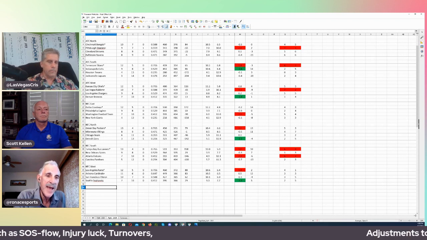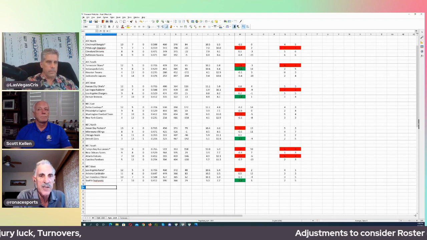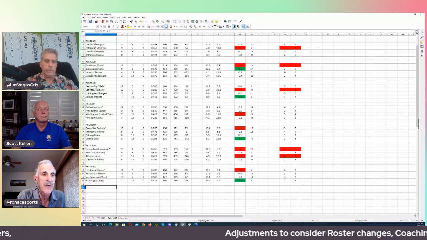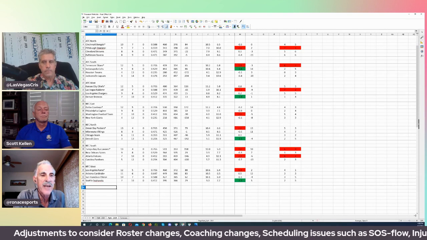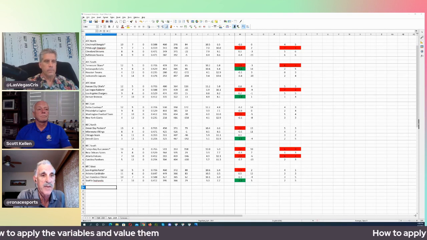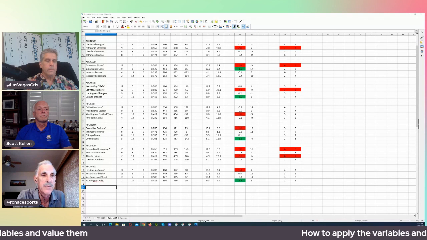So if you have the Pythag and you have the schedule difficulty and you have all these variables, and then you have a late bye and a new coach, that's another angle that I'm looking at that says, wait a second, they're not going to be able to make adjustments in time to save their season.